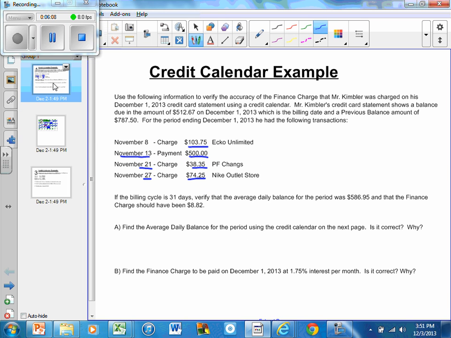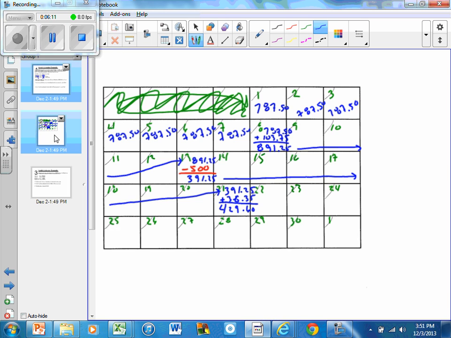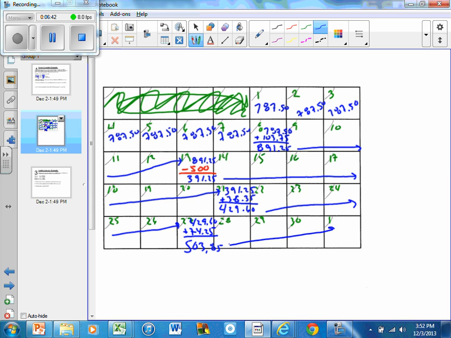So we're going to go on November 27th and add $74.25. So plus $74.25. And we're going to carry this balance all the way over to this date. And we're going to put $429.60. And we're going to add $74.25 to that, which is going to end us up with a final balance of $503.85. So $503.85. And we're going to carry that balance out until the end of the month.